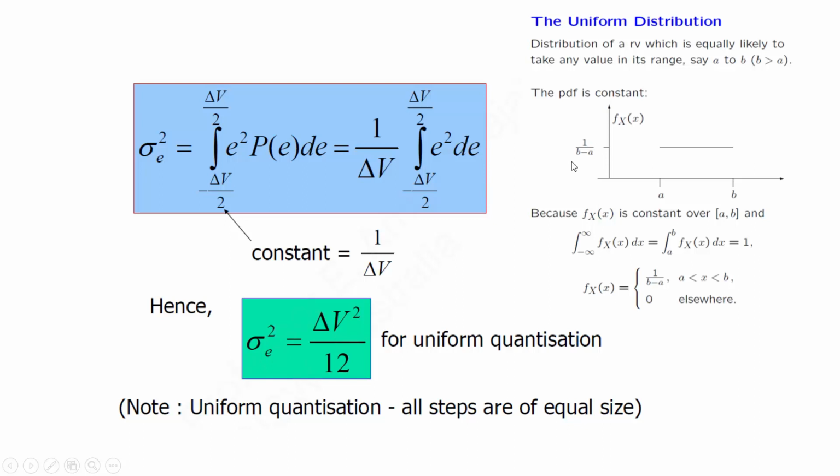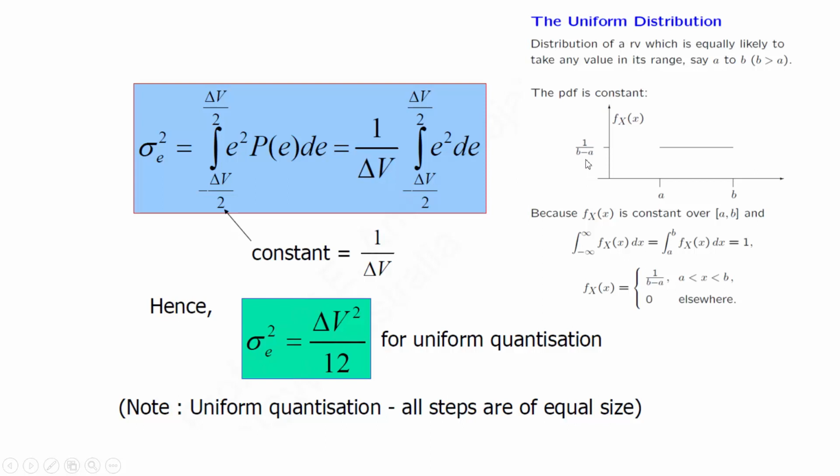Delta V is the full range between the two quantization levels. So in a general case, if it is from B to A, the probability density function is given by 1 over B minus A. But in our case of the quantizer, the value of the voltage between the two quantization levels is denoted by delta V.